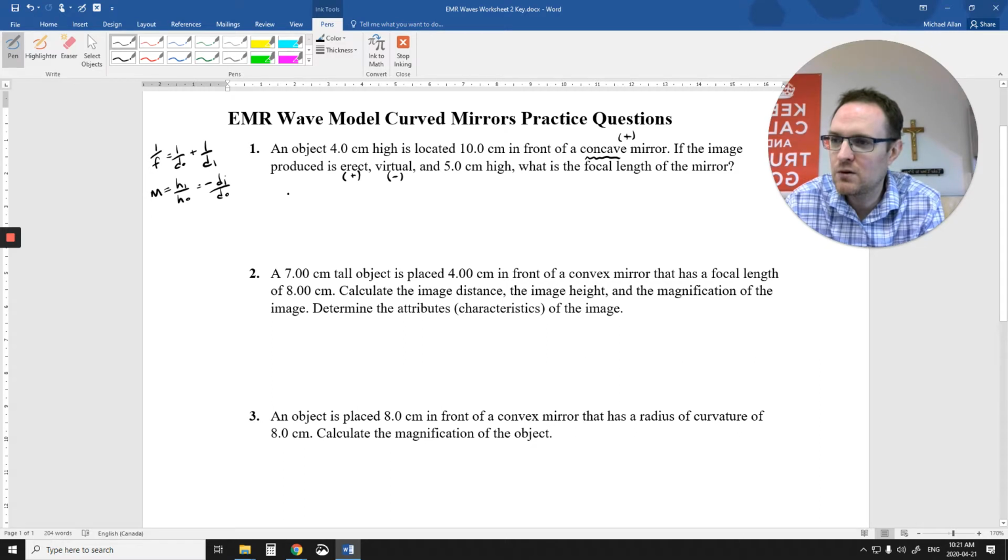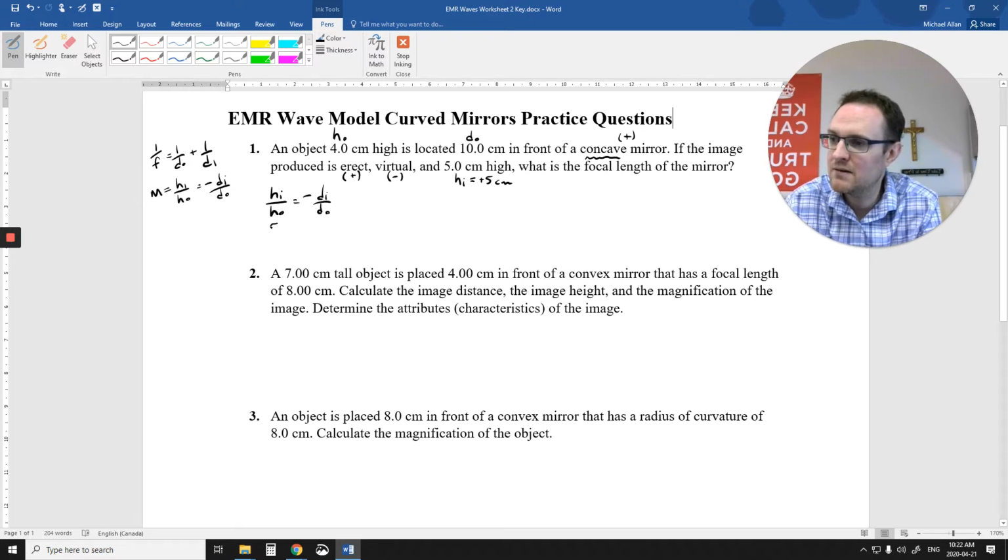So to find the focal length of this mirror, we need to find di. We know it's virtual, but we don't know the actual distance, because we know what do is. So there's do, the 10 centimeters. This is ho here, and this is hi. It's erect, so that's positive 5 centimeters. So we're going to use ho and hi to help me find di using the second formula here. The second formula says hi over ho is equal to negative di over do.